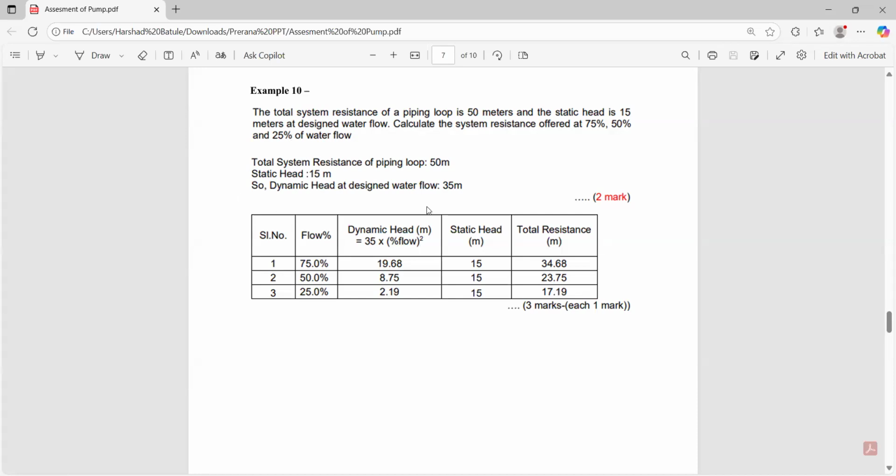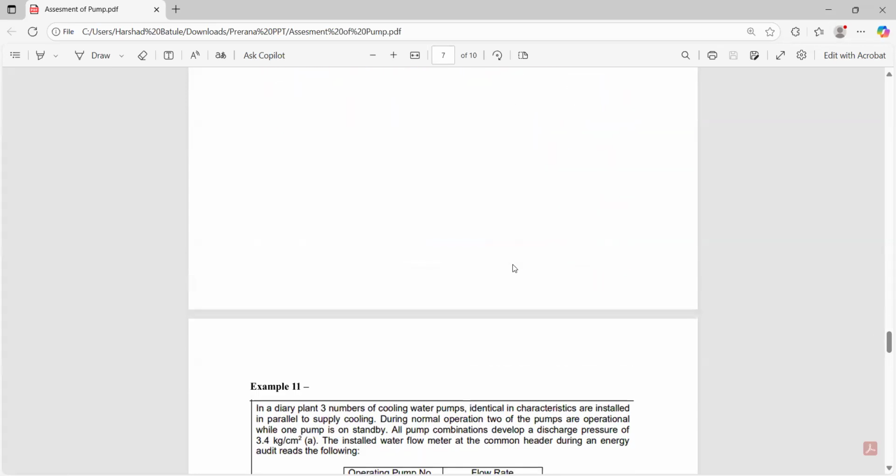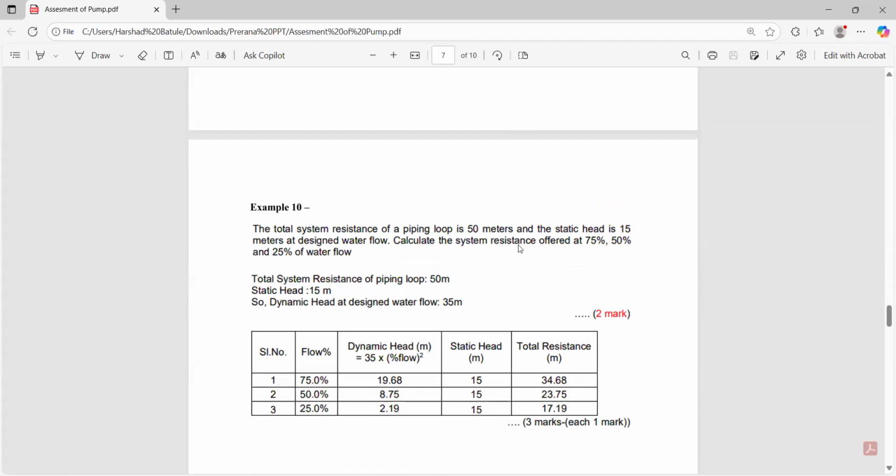So total head is the summation of dynamic head and static head. So your resistance is going to change by 17.19 meter. Understood?